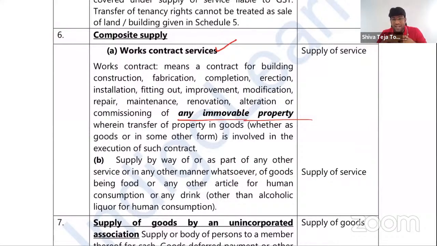A works contract is a contract where there is an element of goods as well as service. And under GST law, this word works contract is only in relation to immovable property. Any works contract service in relation to immovable property is regarded as supply of service. Any works contract service related to what? Immovable property is regarded as supply of service. Next one.